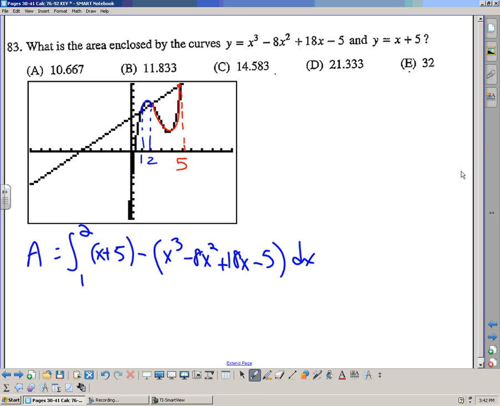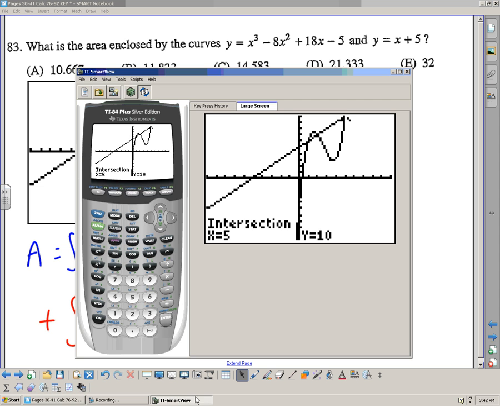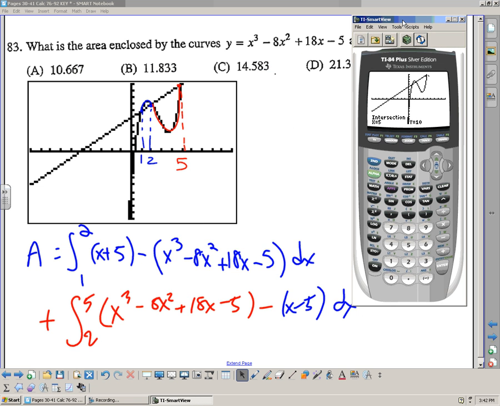And we have to add the red, plus the integral from 2 to 5 of the x cubed minus 8x squared plus 18x minus 5 minus x minus 5 dx. And here's the advantage of knowing how to use the calculator. I already have these in as y1 and y2. y1 is the x cubed graph. y2 is the x plus 5.